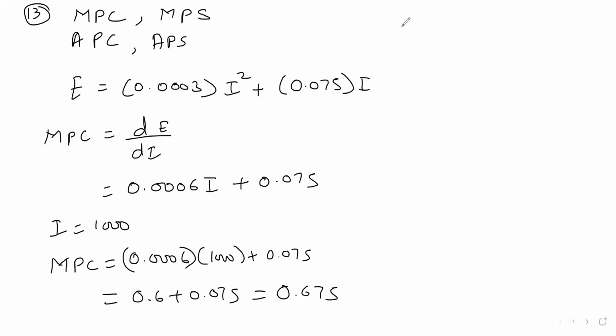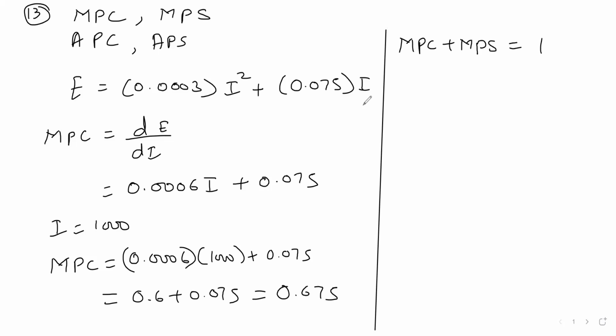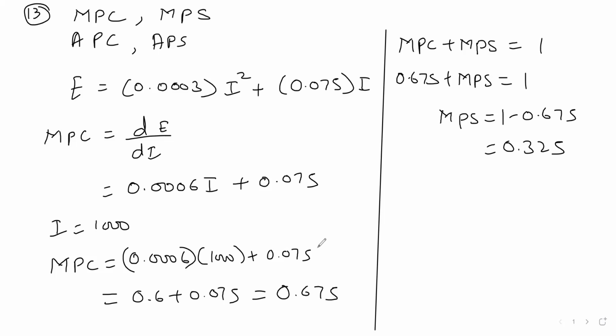Now we know very well that marginal propensity to consume plus marginal propensity to save is equal to 1. So MPC plus MPS is equal to 1. So it is 0.675 plus MPS is 1. MPS is 1 minus 0.675. That is 0.325. So we have got MPC, MPS.